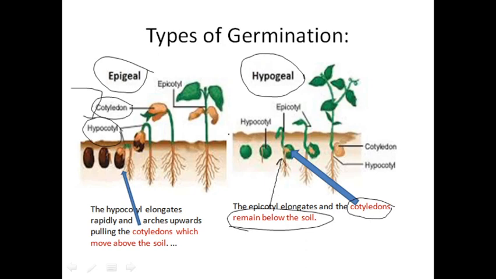And here are some steps that give you in detail the epigeal and hypogeal types of germination. In short, epigeal means cotyledons move above the soil, and hypogeal means cotyledons remain below the soil.